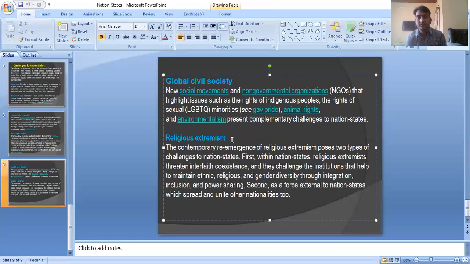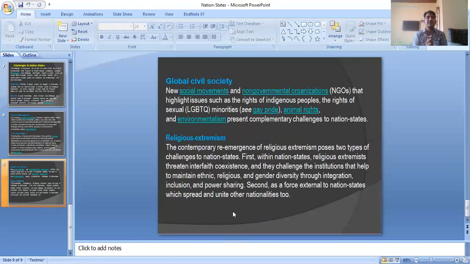Religious extremism. You could say a new wave, the contemporary re-emergence of religious extremism poses two types of challenges to the nation states. If you look at any nation state, it has different people with different religious affiliations. Even if you are Muslim, Muslims follow different sects. So they have an affiliation with their own religious doctrines.